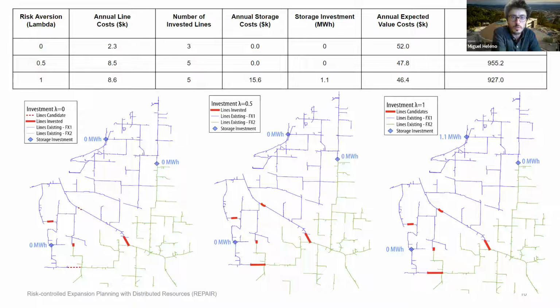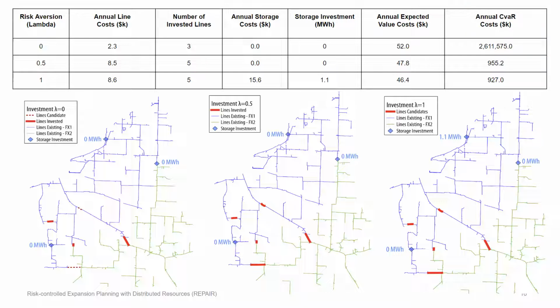But the code of the tool, the source code that generated all these results, is available online. It's open source, so any utility could model their system here if they wanted and run it by themselves. Okay, so they could. Yeah, they could.